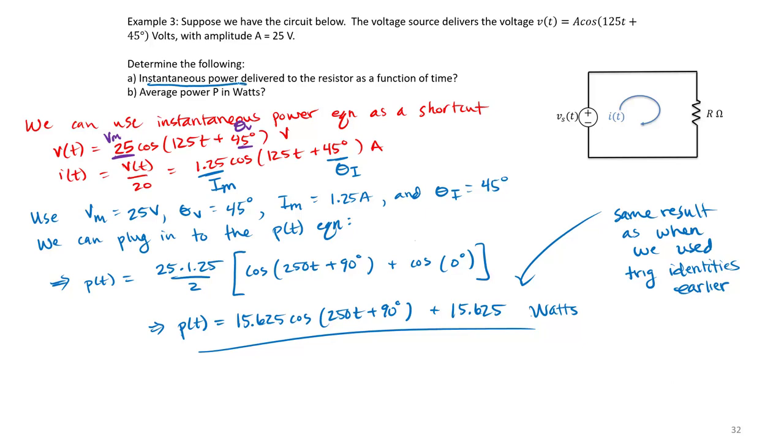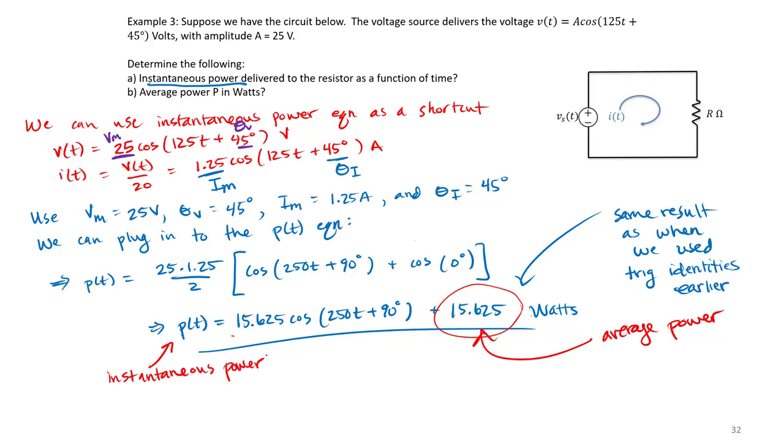What's our average power in this case? Remember, average power is just the non-time-dependent part of the instantaneous power. So in this case, our average power will be 15.625 watts, and our instantaneous power is that full P of t expression. So definitely keep those equations handy, especially the instantaneous power sinusoidal equation and our other equations for average and RMS power. They definitely come in handy in questions like these.